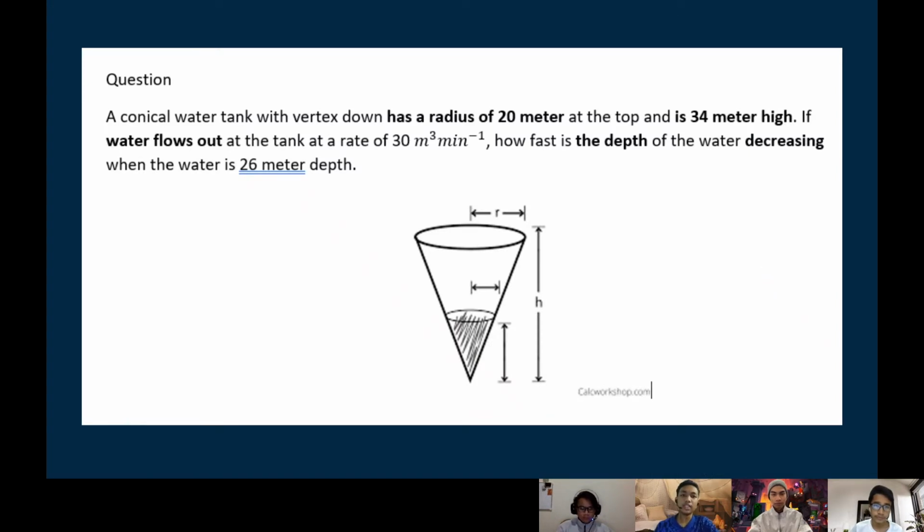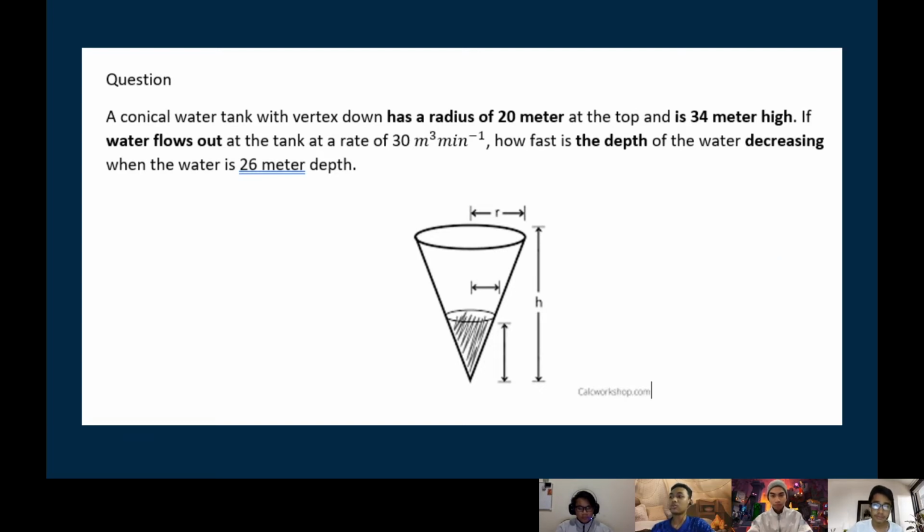Okay, the following is the best example of a question related to a cone. Let me read the question first. A conical water tank with vertex down has a radius of 20 meters at the top and is 34 meters high. If water flows out of the tank at the rate of 30 meter cube per minute, how fast is the depth of the water decreasing when the water is 26 meters deep?